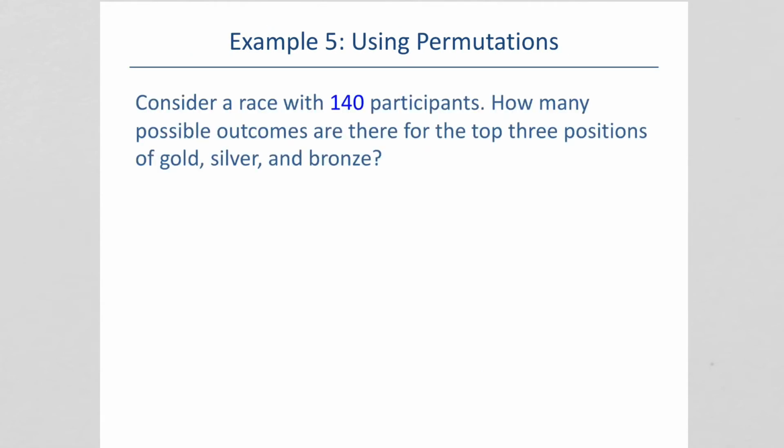Consider a race with 140 participants. How many possible outcomes are there for the top 3 positions of gold, silver, and bronze? Now, this time, gold, silver, and bronze, there's an order there. So order matters. We have to use a permutation. There's 140 total participants, but you only want 3 of them. And this is your formula for permutation. So 140 factorial over 140 minus 3 factorial.